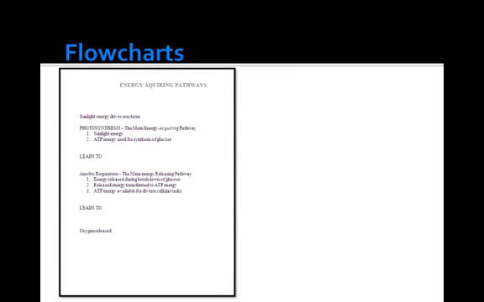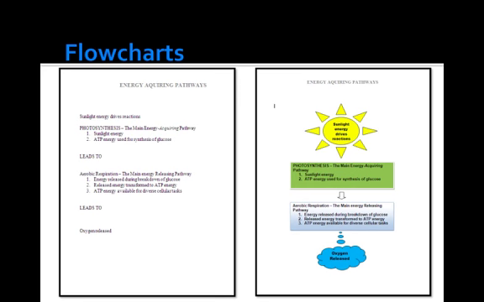All right, let's talk about flowcharts. Flowcharts are great tools. If you look at this right here, I have energy acquiring pathways. I have sunlight energy drives reaction, photosynthesis leads to aerobic respiration, and oxygen being released. I can leave it like this. People will read it and understand it, and it'd be no big deal. However, this looks a lot better.